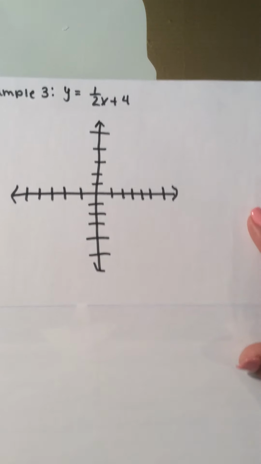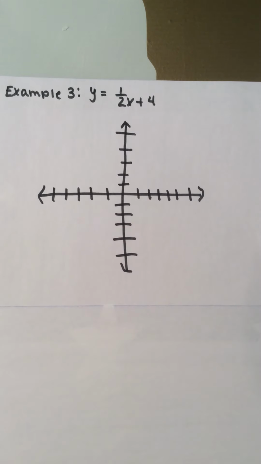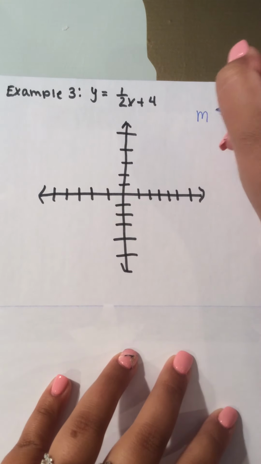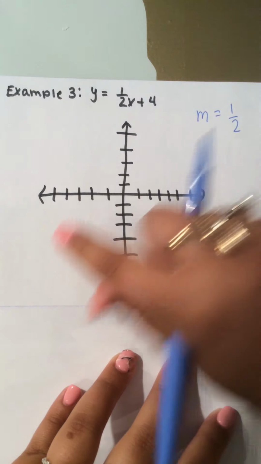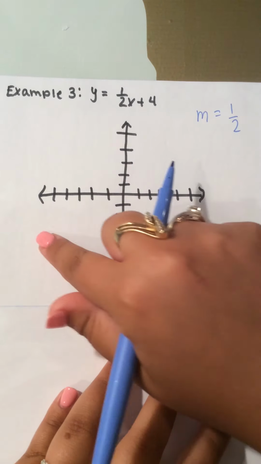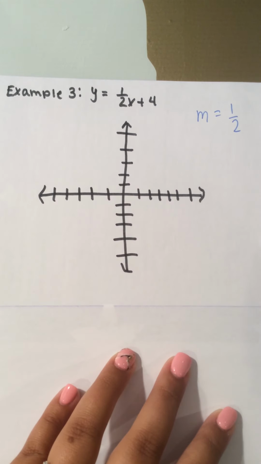So now, for example 3, we have y equals 1/2 x plus 4. Let's label what everything is and then we'll graph it. So my slope is going to be 1/2. It is positive, which means that the line is going to go up, not down. So it's going to go up, and the previous one actually went down.